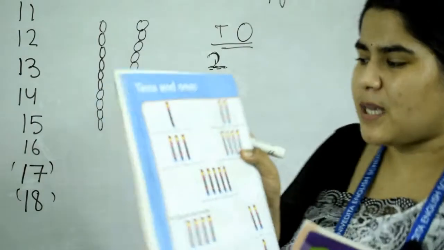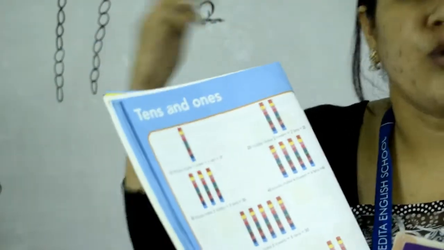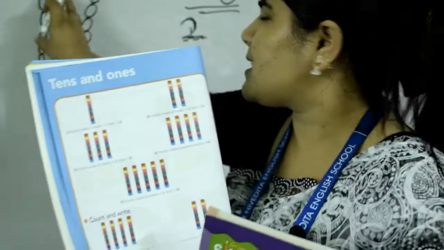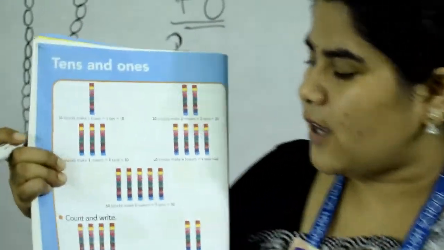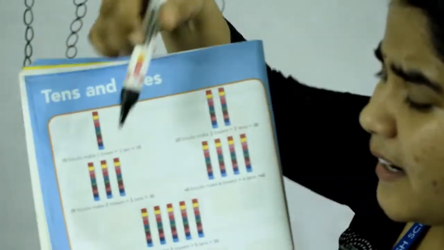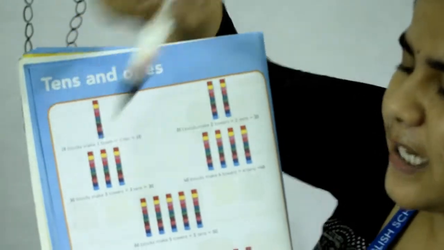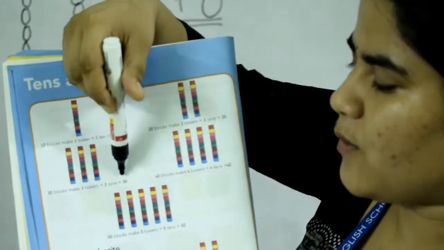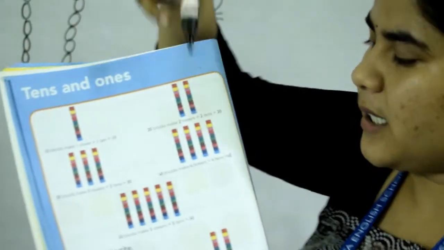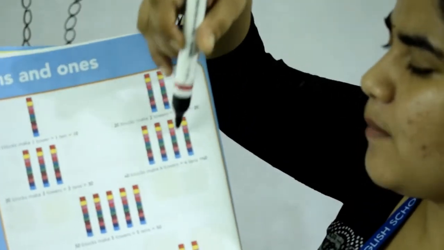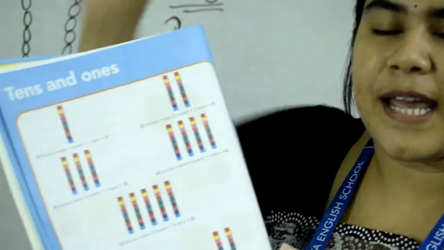Similarly, 2 tens means 20. Why 20? Because here there are 10 blocks. Here again there are 3 towers of 10 blocks. That's why 3 tens equals 30. Again how many towers of 10 blocks are there? 4. That means 4 tens equals 40.